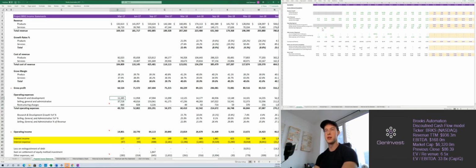So research and development is broadly any investment happening into the business to develop new products or to improve upon existing products.